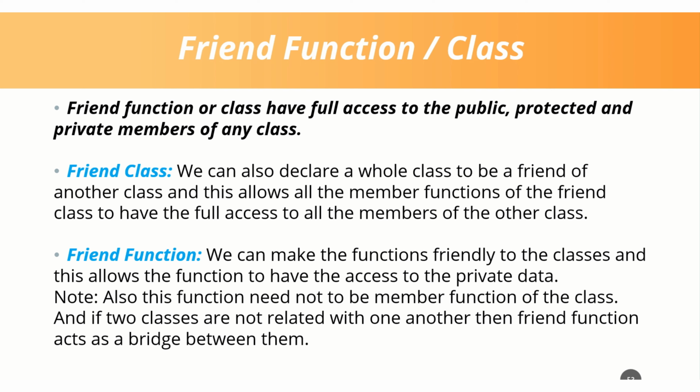Friend function: we can make functions friendly to classes, and this allows the function to have access to private data. Note also that this function need not be a member function of the class, and if two classes are not related to one another, that is, there is no inheritance between them, then the friend function acts as a bridge between them.